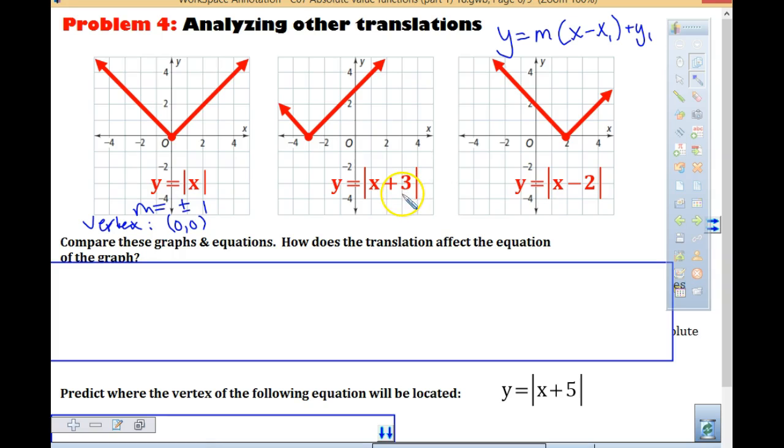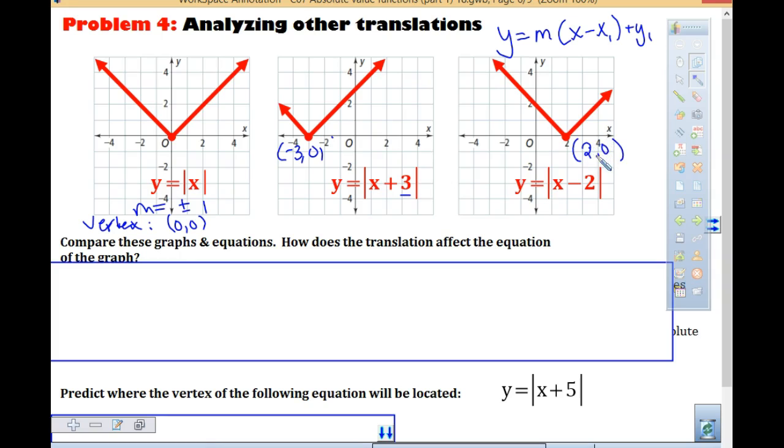So when I look at this one, where's my new vertex if I'm looking at that, Emma? Where's my new vertex? Where is this point? I know this is a 3 here, but what's my new vertex point? Maybe 3, 0. Also could be called my x-intercept, right? If we are looking at that. This one only has one x-intercept, right? If we are looking at this one, what's my new vertex point? Positive 2, 0.